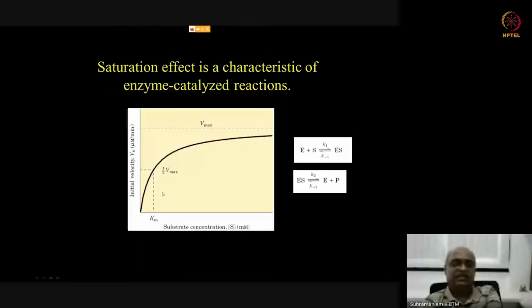So in this sort of a reaction, if we are going to call, let us say, V0, we are looking at initial velocity. The reason we are looking at initial velocity is that as the reaction happens, the substrate concentration changes because it is getting converted into product.